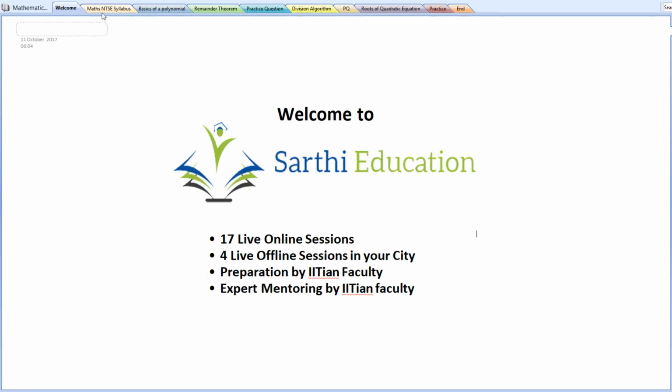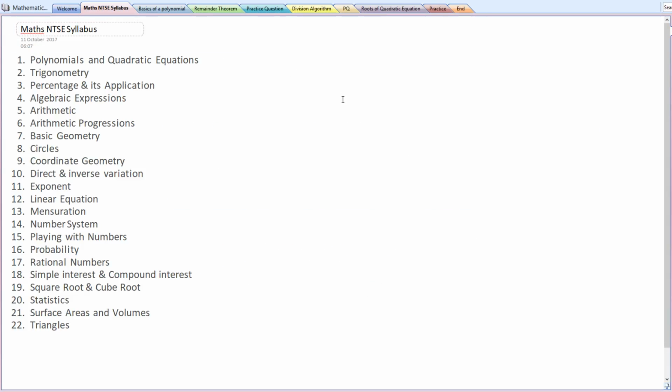Okay, so this is the maths and TSC syllabus. It basically comprises your chapters from class 9 and 10th with a little bit of concepts of basic 9th or advanced 8th class, like exponents or number system, stuff like that. Polynomials and quadratic equations is a fairly simple chapter. You know what it is, you must have read it for your exam. Trigonometry also, you guys know. Percentage, algebraic expressions, arithmetic. AP is a very important chapter.